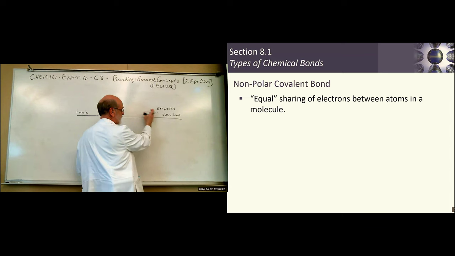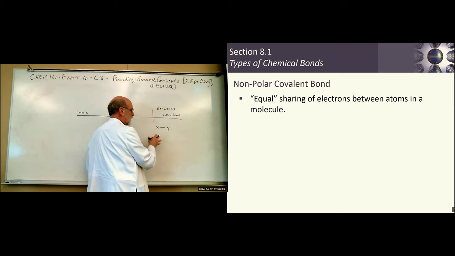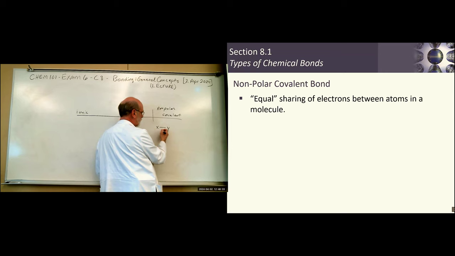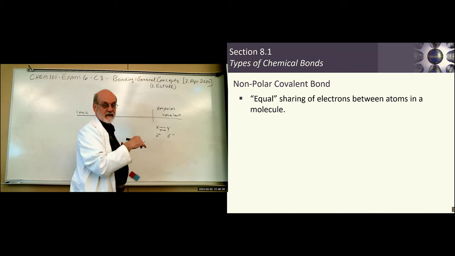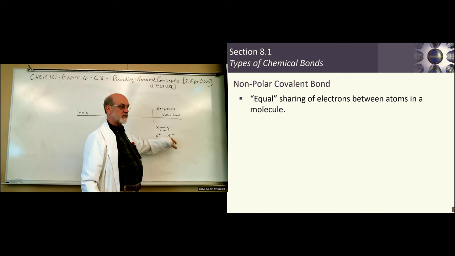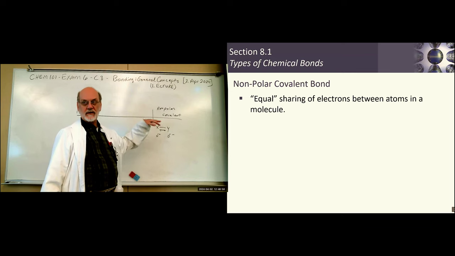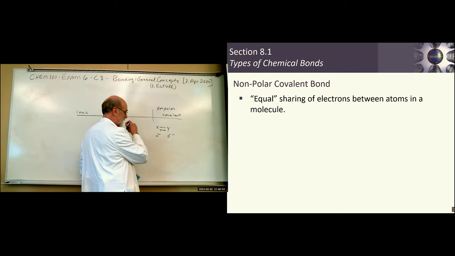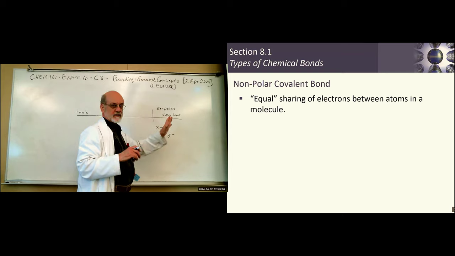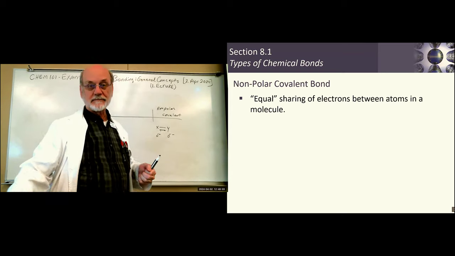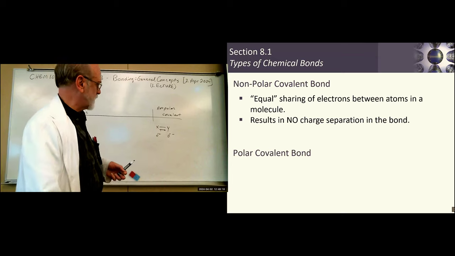But even on this end of the scale, you can have a bond between two atoms, where one of them, this would be the anion, would have a stronger pull for electrons and give you a slightly negative side, and this would be a slightly positive side. That's our notation. The small delta with a negative is slightly negative, slightly positive. That's so we don't get it confused with ions. So purely nonpolar covalent, the perfect example is the diatomic elements, where there's an equal sharing of electrons. And there's no charge separation in the bond.